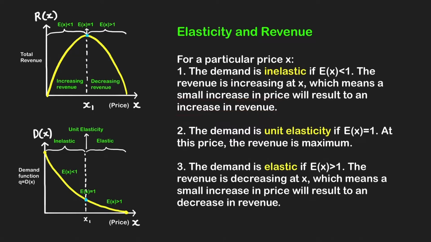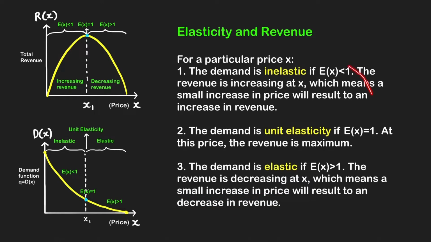Now, if E of x is equal to 1, then we say that the demand has unit elasticity at the price x. And at this price, we say that the revenue is maximum. And third, if E of x is greater than 1, we say that the demand is elastic. For this case, we know that the revenue is decreasing at x, which means that a small increase in price will result in a decrease in revenue.